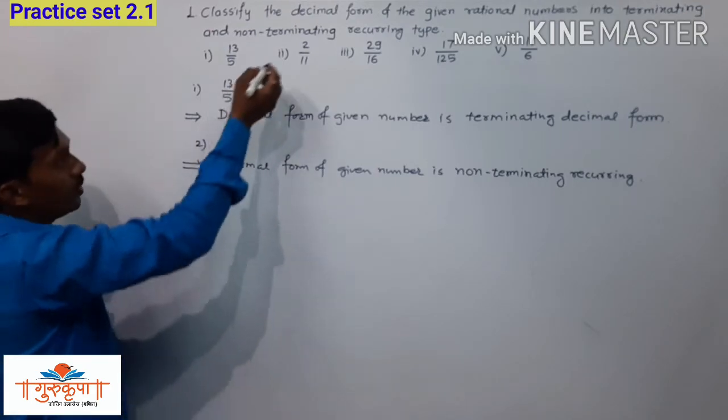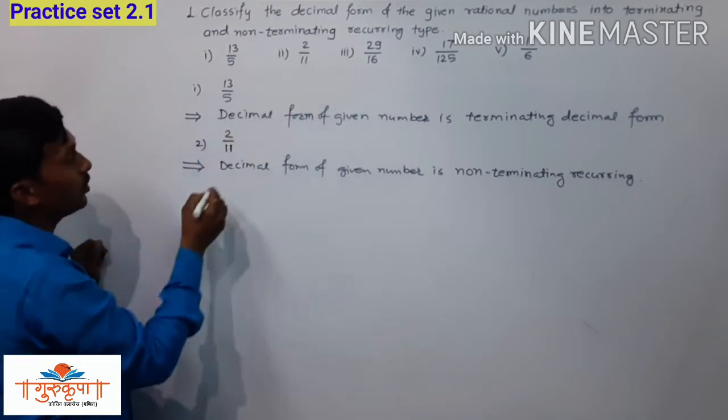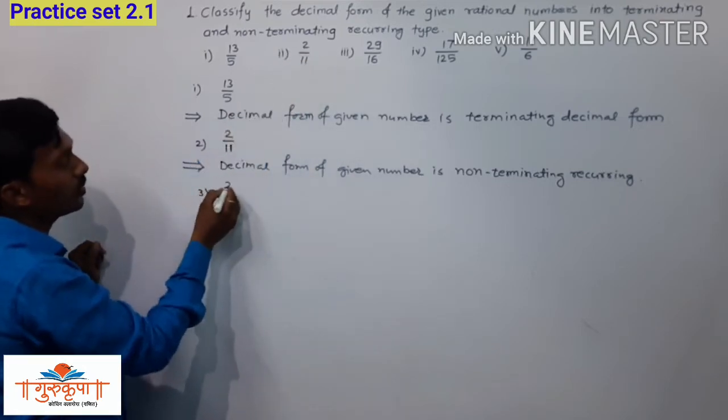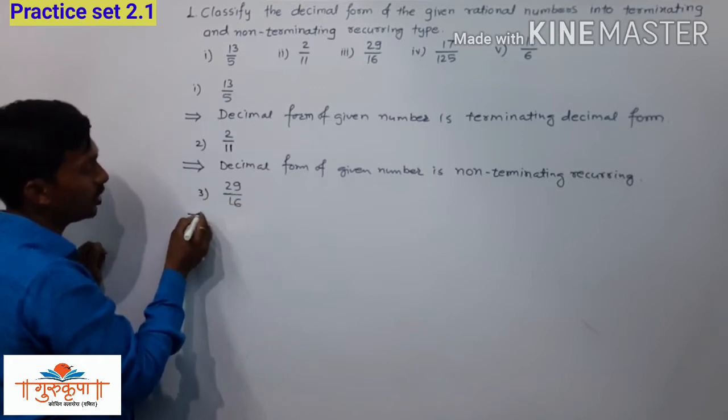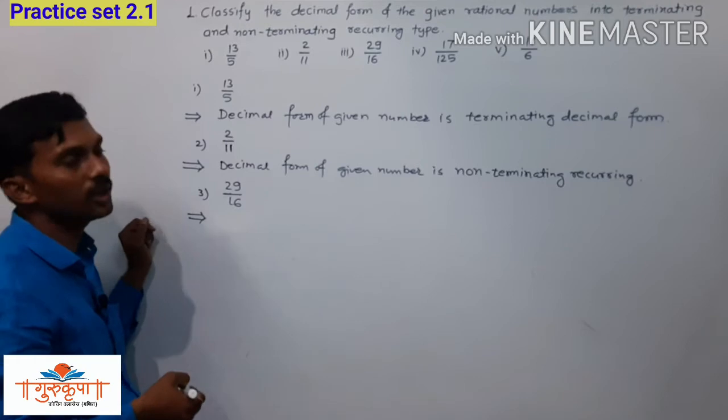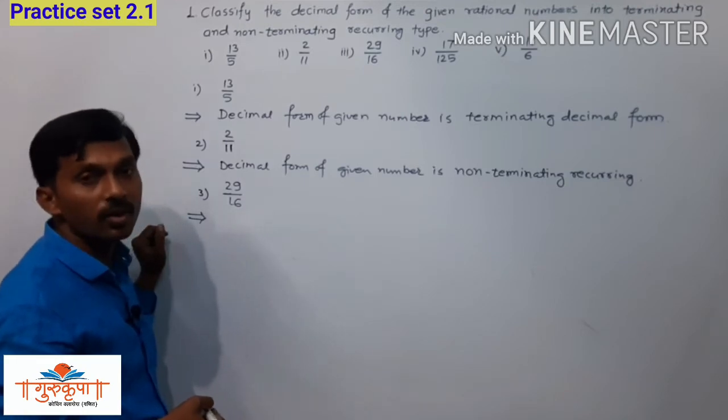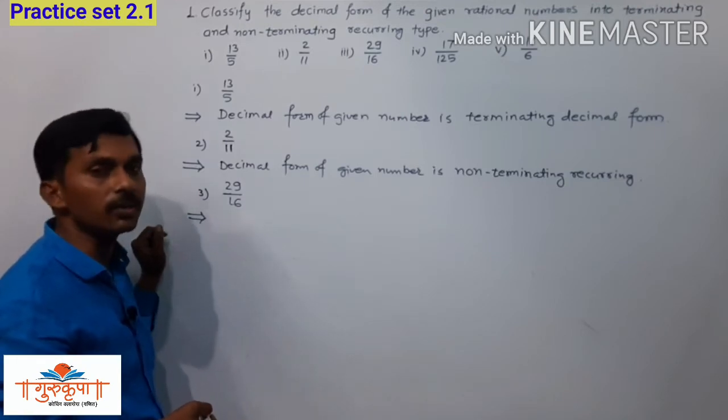So here we have third example, that is 29 upon 16. Third example, 29 upon 16, and we have to determine whether the decimal form of the given number is either terminating or non-terminating recurring.